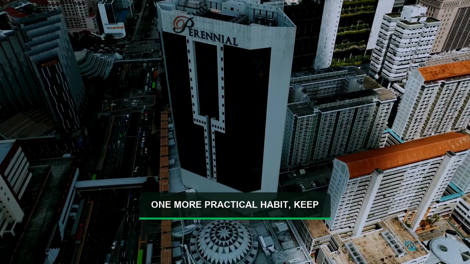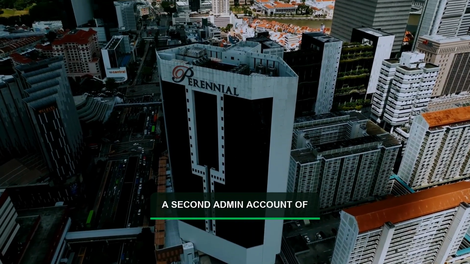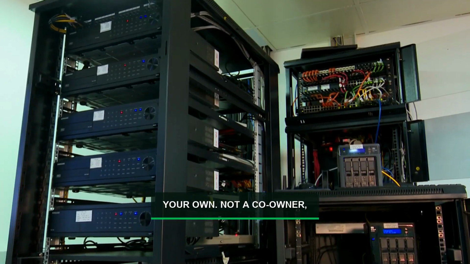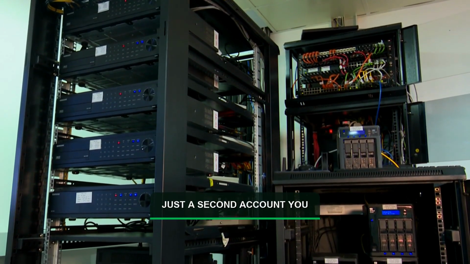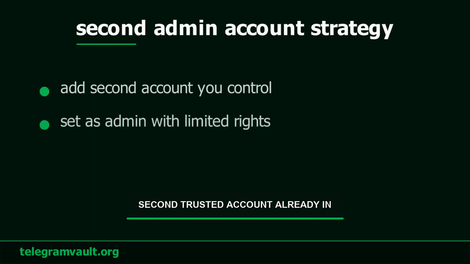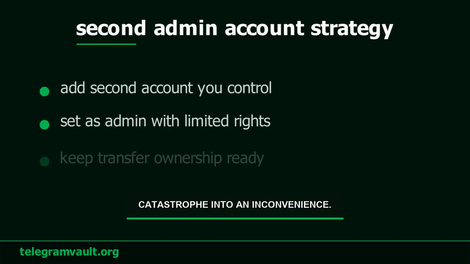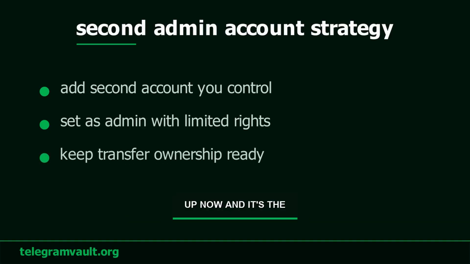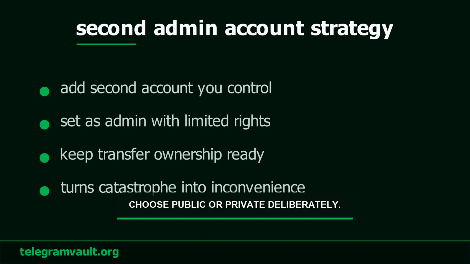One more practical habit: keep a second admin account of your own. Not a co-owner, just a second account you control that's an admin with recovery in mind. If your primary owner account ever has trouble, having a second trusted account already in the administrator's list, ideally one you could transfer ownership to, turns a catastrophe into an inconvenience. It costs nothing to set up now, and it's the kind of preparation you only appreciate the day you need it. To recap, choose public or private deliberately.